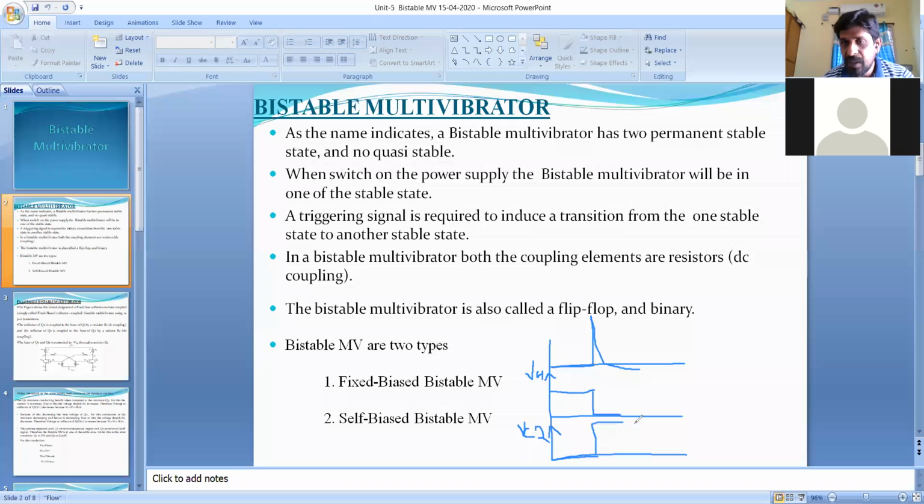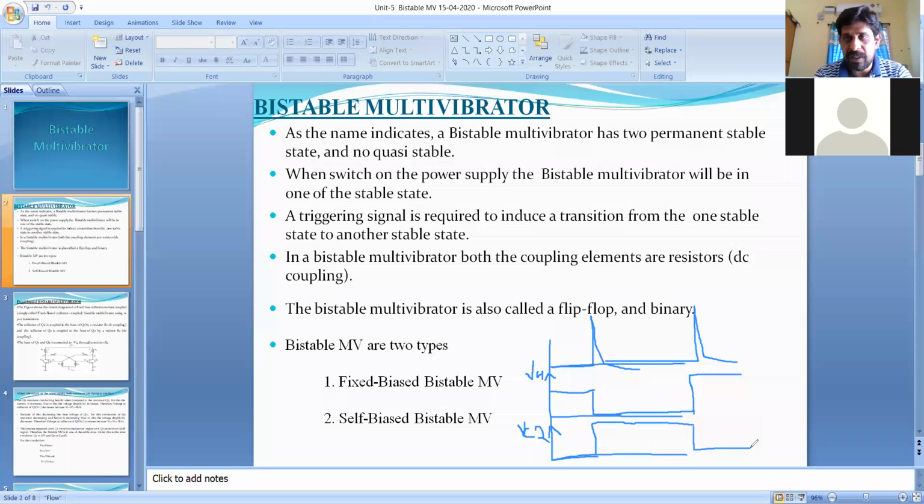Now, until a trigger pulse is applied, the state remains the same stable state. When I apply a trigger pulse here, the state changes once again. Until a trigger pulse is applied, the same state continues. This is nothing but the bistable multivibrator. Bistable means both states are stable states.